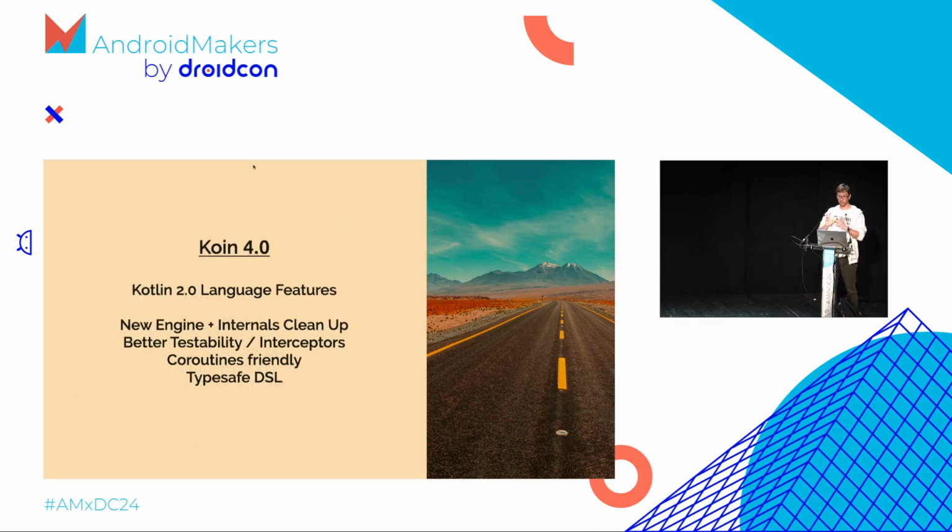And we clearly try to open a new branch, Koin 4.0, because we want to open a new road for the new version of the language, and new capacity, and benefit from that in a new version of Koin. For us, we can really clean up all those deprecated APIs we have had for years. Then we can try to work on a new engine, and especially on a new type safe DSL for you.